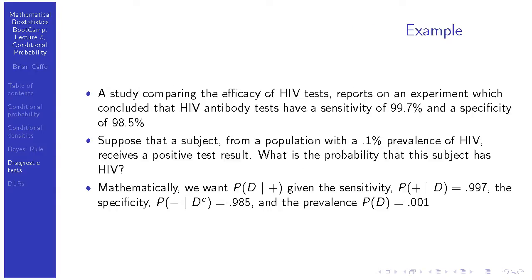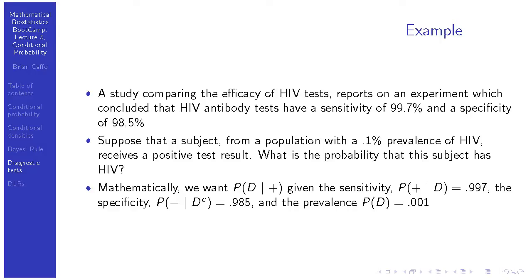Okay, so a study comparing the efficacy of HIV tests reports on an experiment which concluded that the antibody tests have a sensitivity of about 99.7% and a specificity of about 98.5%. And I got these numbers from a website, but am fudging them a little bit, because it's more important to just perform the calculations than to talk about specific tests and to evaluate them. So imagine these numbers are accurate with respect to a specific test.